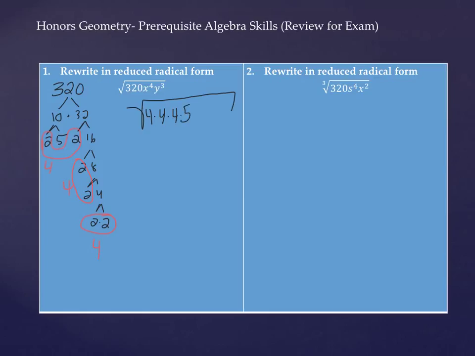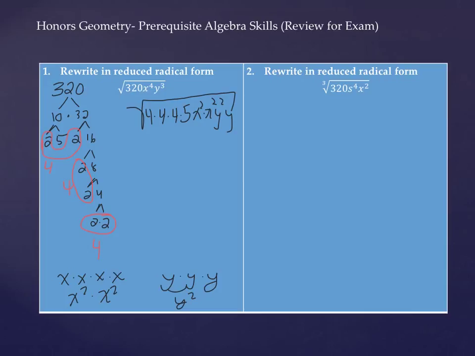And let's break down the variables now. X to the 4th is x times x times x times x, or x squared times x squared. And both of those would be perfect squares. And finally, y cubed is y times y times y. And you can see here that this is a perfect square, y squared. And then you've got that last y. So now we've basically rewritten everything under this radical, broken down into the perfect squares that we can find.